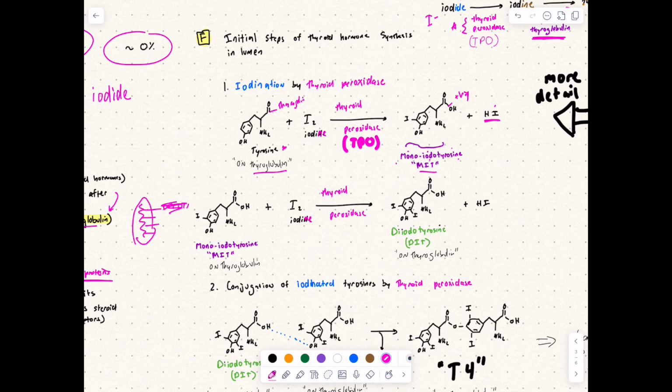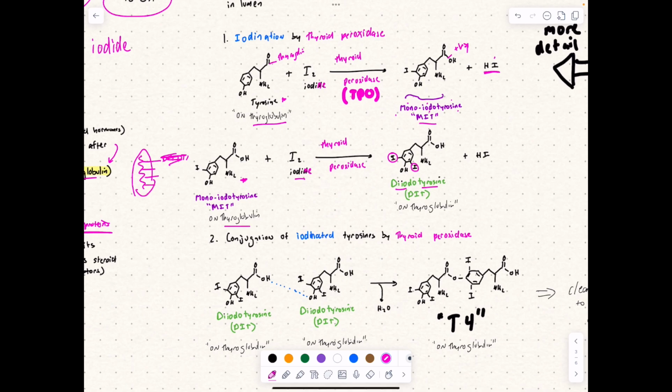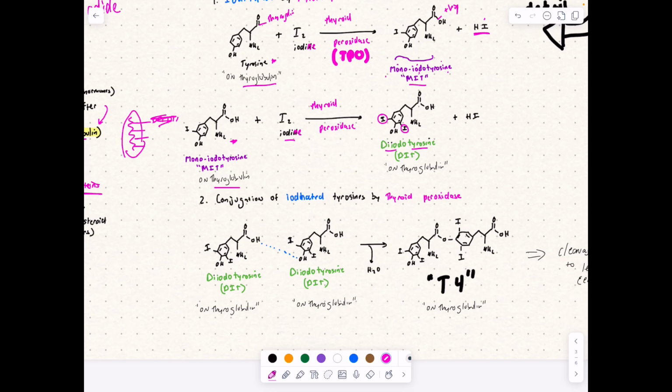Okay, and next we have the addition of a second iodine to our MIT on the thyroglobulin, and so that will produce something called a diiodotyrosine, so just two iodines. So what we're saying is we have this thyroglobulin, you're adding on sequential iodines to it, and building up the number of iodines until eventually we're going to get to a point where we have four iodines on one molecule attached to thyroglobulin, and then you're like, four iodines, that sounds a lot like thyroxine.